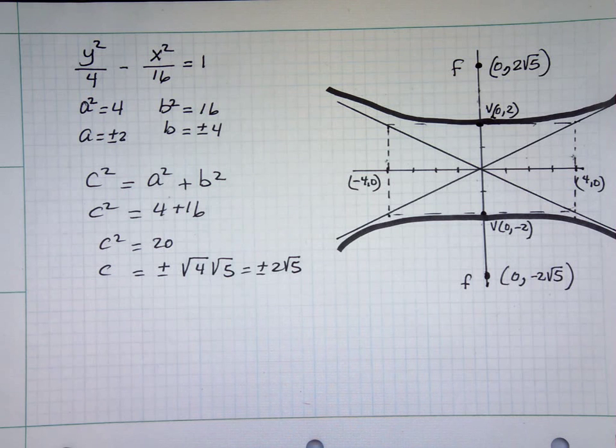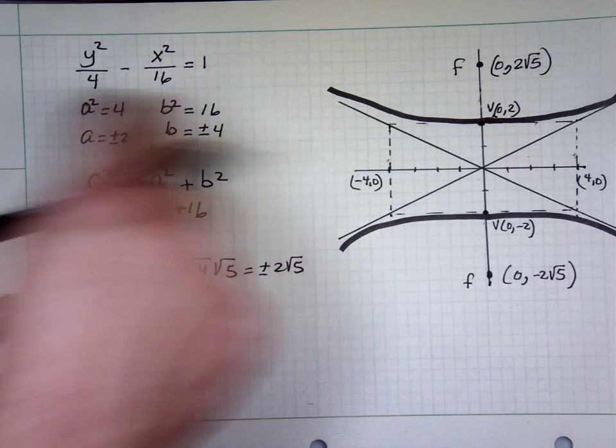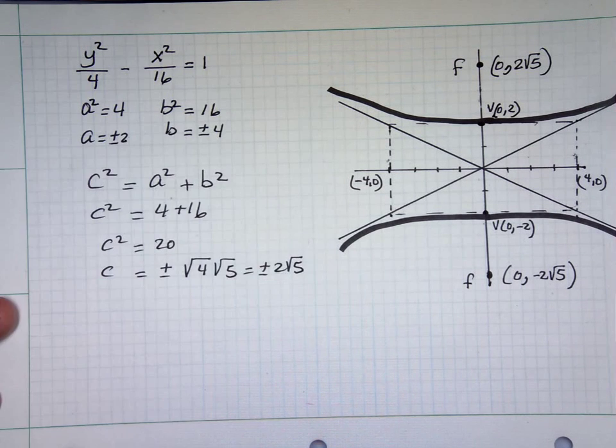Again, sometimes we play games with you. We don't give you everything. We don't make it look like this. You have to make it look like this, or you have to find A and B before you can graph it. So let's take all of these examples.